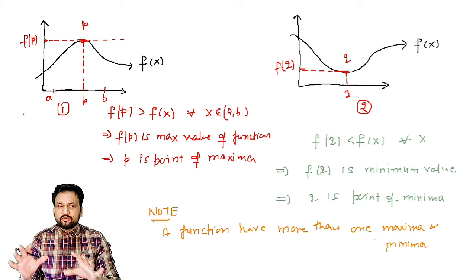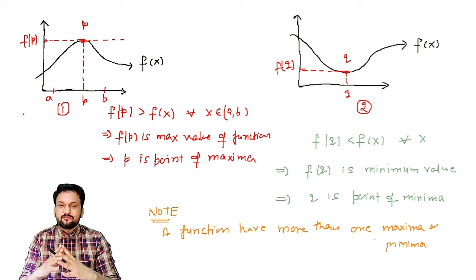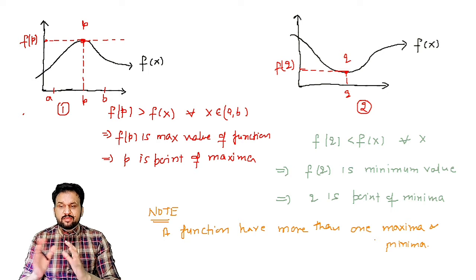So for n times, you could not say infinite times, but more than one, up to n times, like some finite values will be there. Okay, so a function has more than one maxima and minima. Now the point is how we can find such a point where the function is giving you a maximum or minimum value.